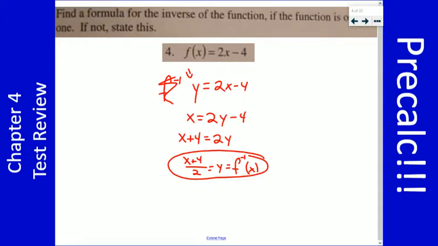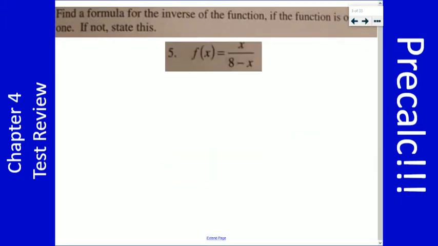On to number 5. Okay? This function is a little bit more difficult to tell whether or not it is one-to-one. So let's go over to our calculator and graph it.